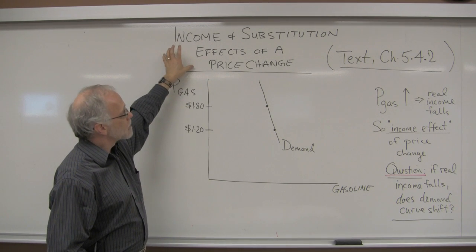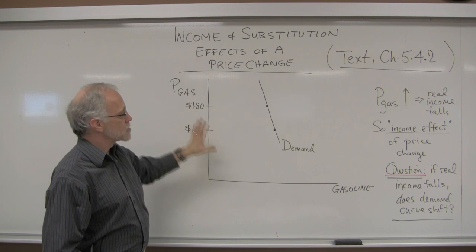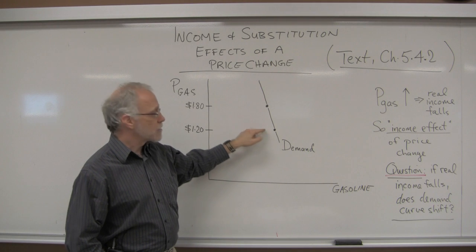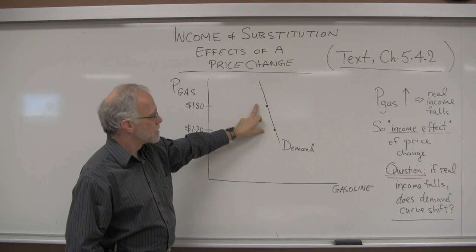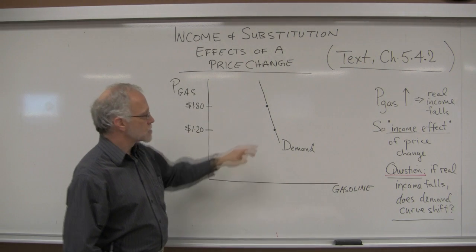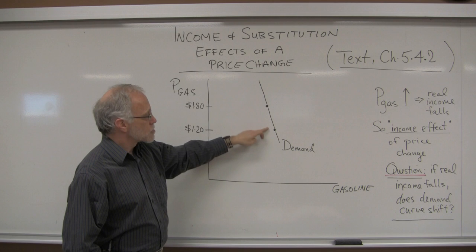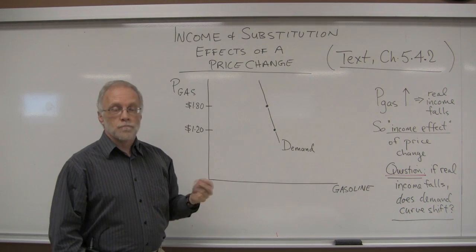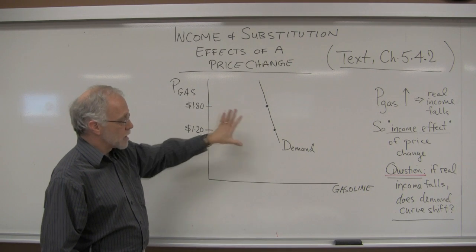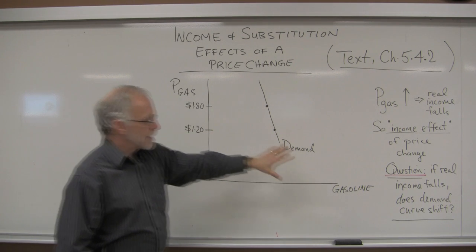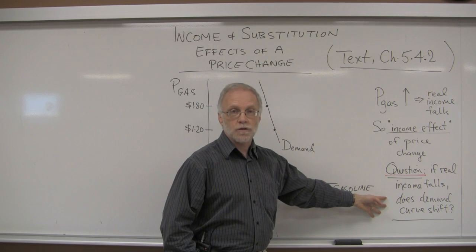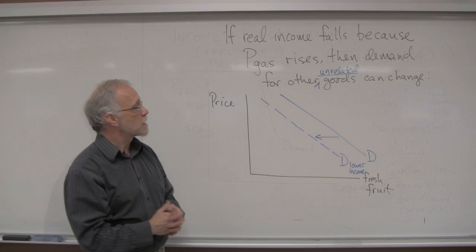But the point of this discussion of the income effect is to say that real incomes also change, and that's incorporated as we move along the demand curve. So the general point is that as prices change along a demand curve, people's real incomes change as well. Now, because people's real incomes have changed, it could be the case that demand for other goods and services actually decreases. So here's an example.